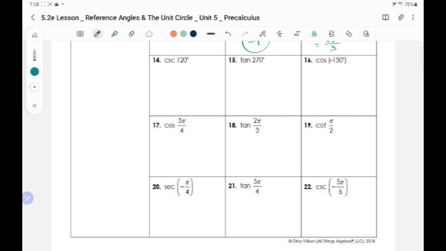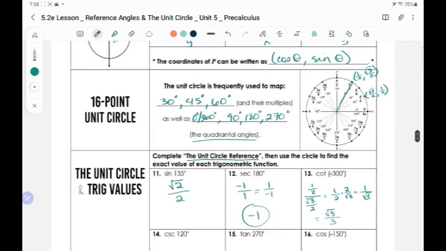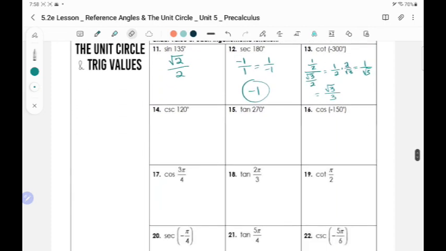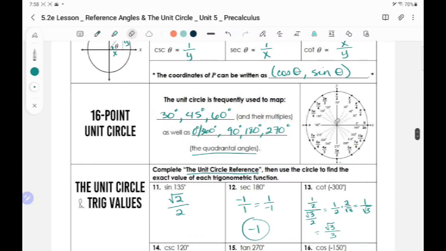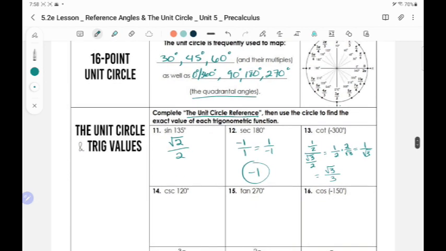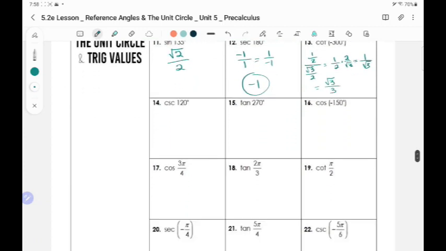For example, number 17 says cosine of 3 pi over 4. If we go back to the diagram, you will notice that 3 pi over 4 is right here. It's the same as 135 degrees, which may or may not be useful, but we know that the value of x and y is square root of 2 over 2, but x is negative. So here, cosine of 3 pi over 4, that's going to be negative because it's in quadrant 2, and it's going to be square root of 2 over 2 because that's the x value at 3 pi over 4.